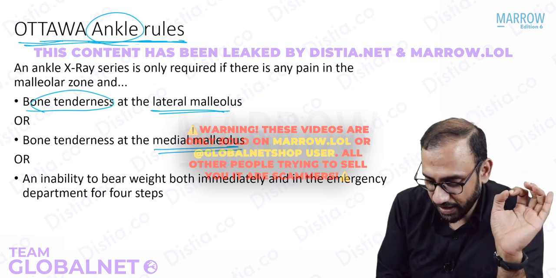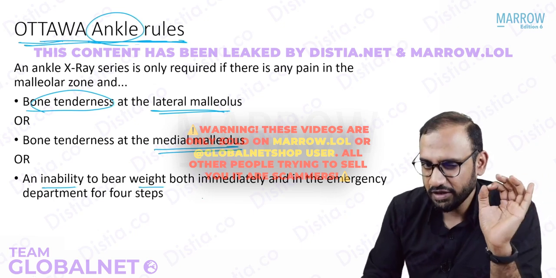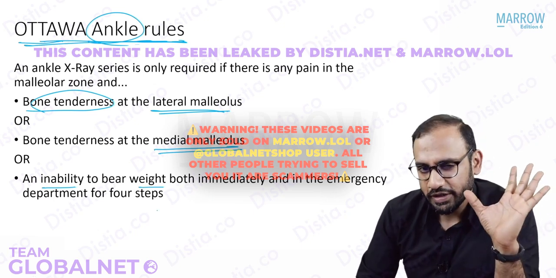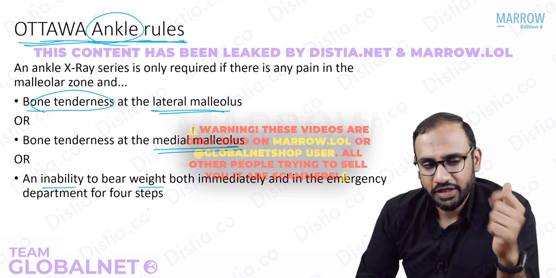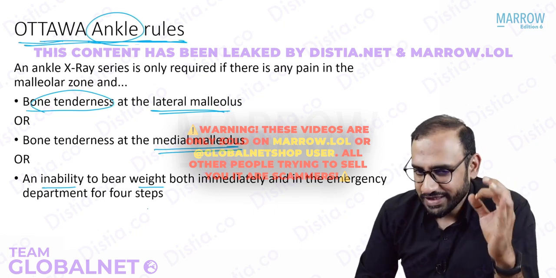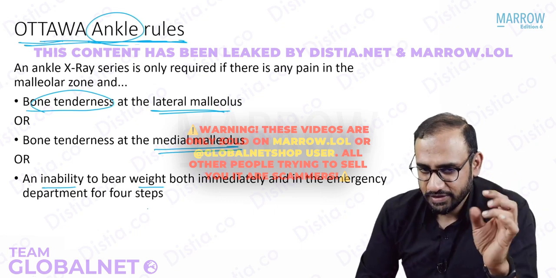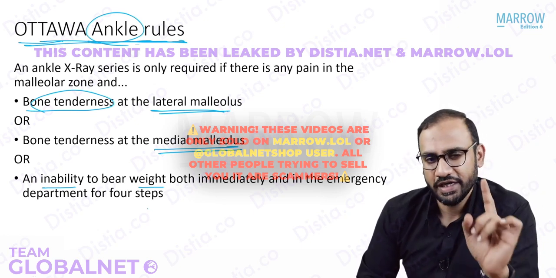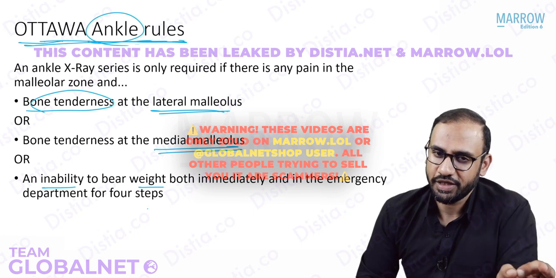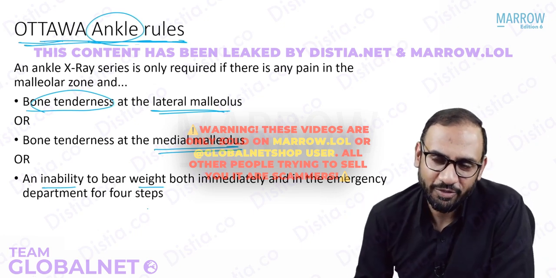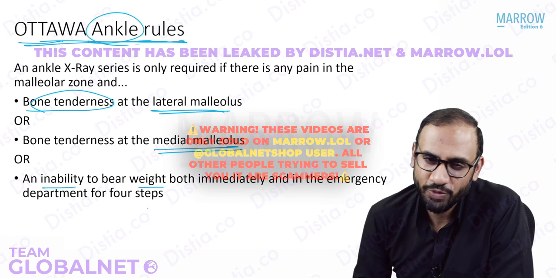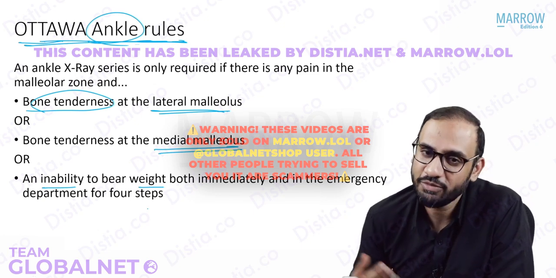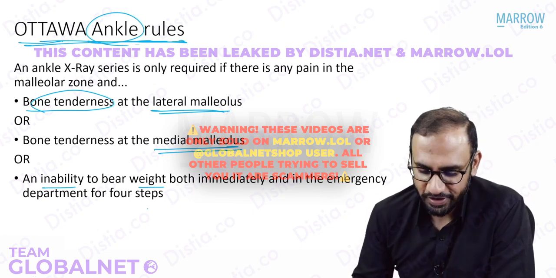Or if the patient is unable to bear weight immediately following the fall, unable to walk on it. If the patient is unable to walk, has medial malleolus tenderness, or has lateral malleolus tenderness, only then should you go for x-ray. Otherwise, there is no need for x-ray. It is usually an ankle sprain. Now, after the Ottawa ankle rules, they have come up with cervical spine rules and so many other rules that can basically help people minimize the unnecessary expenditure on radiation.